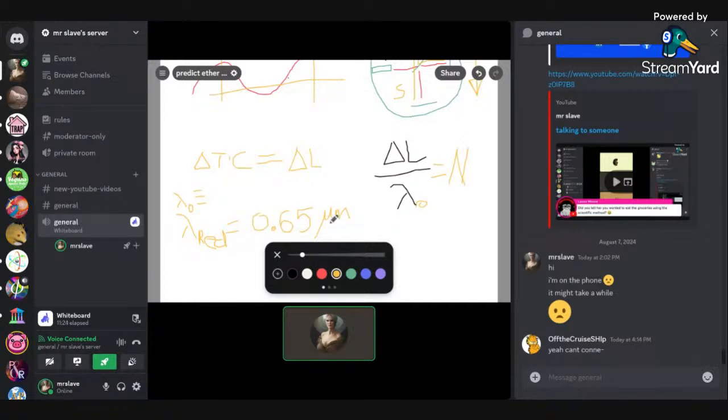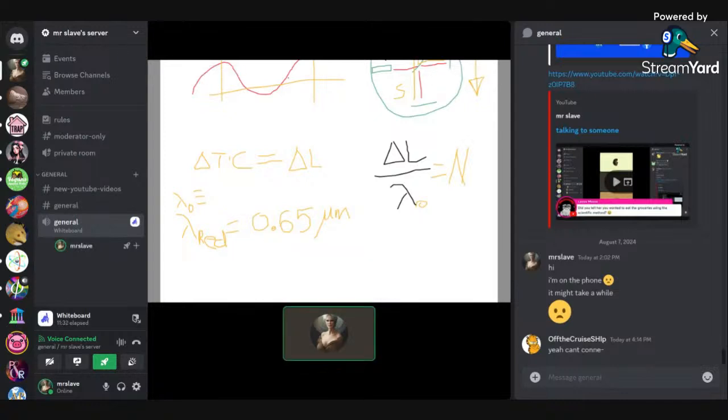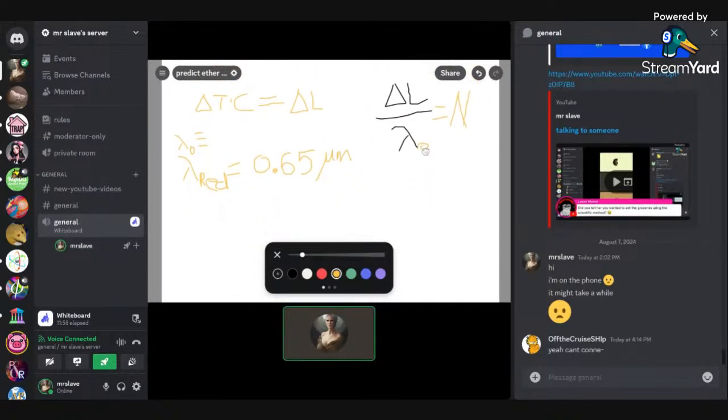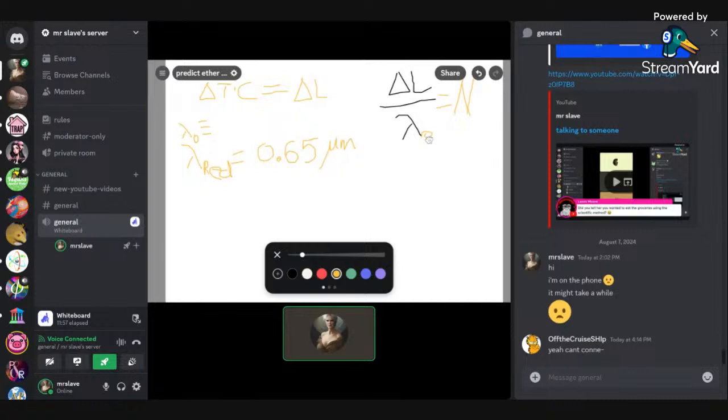That's the length, that's L. So let me check the message. Okay. So now do we know delta L? Can we calculate delta L? Yes, delta L we can calculate. We should be able to calculate the whole thing. Okay, so let's start plugging in. So let's start again.